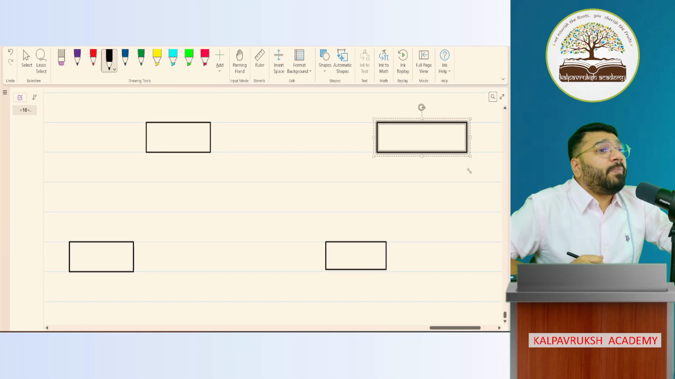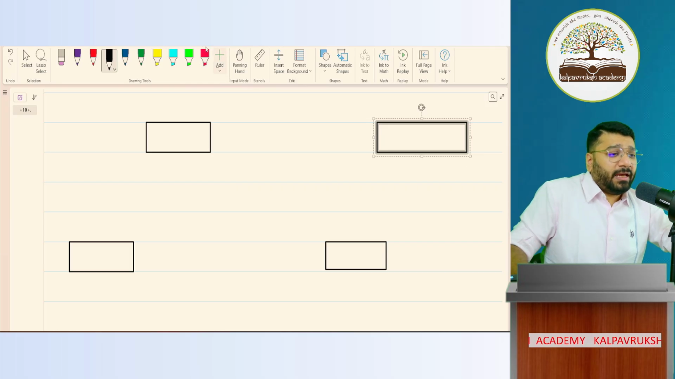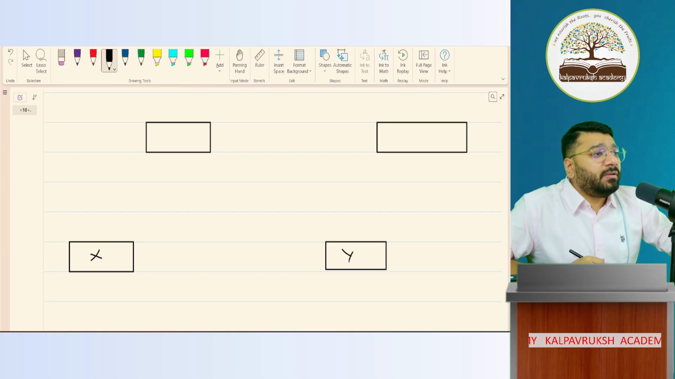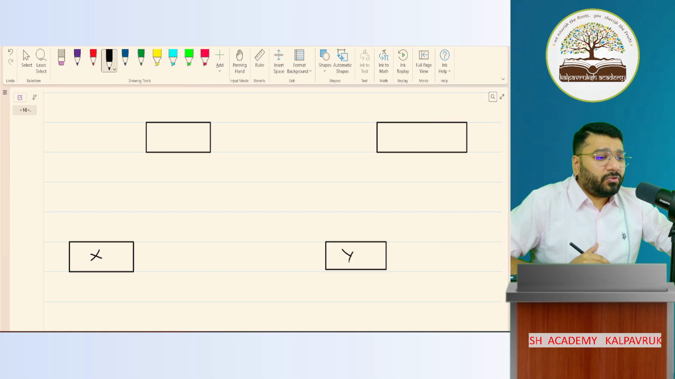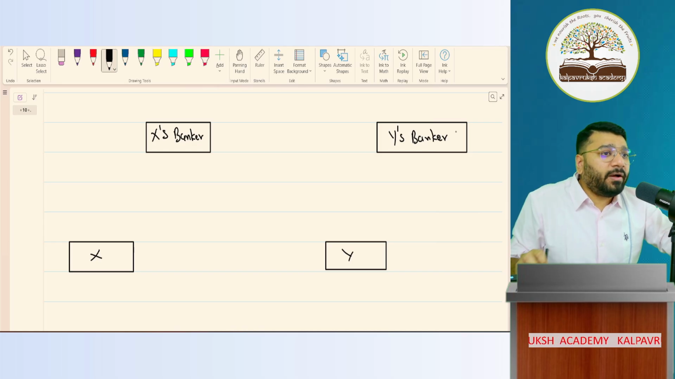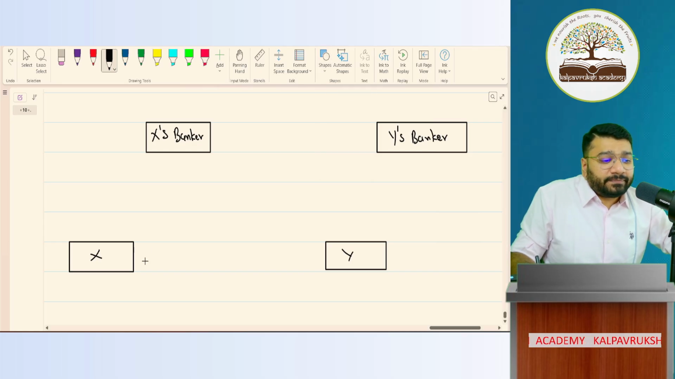Here we have four parties involved: X, X's banker, Y, Y's banker. Got it? Now listen to me very carefully. This is X. This is Y. Who is X? He's both accommodated party and accommodating party. Y is also both accommodated party and accommodating party. This is X's banker. And this is Y's banker.